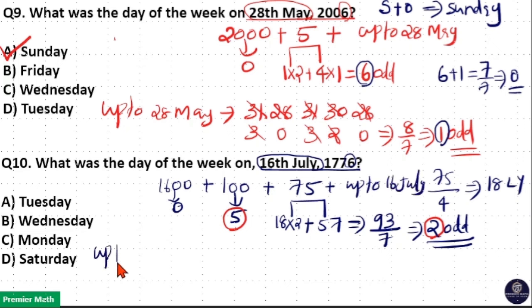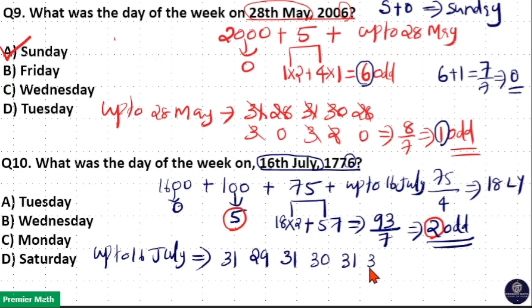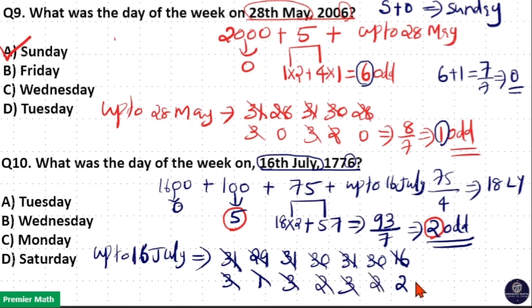So up to 16 July means in January, 31 days. February, this 1776 is divisible by 4, which means it is a leap year. Now, February, 29 days. March 31, April 30, May 31, June 30, July up to 16. Now, odd days in 31 is 3, odd days in 29, 1. In 31, 3 odd days, 30, 2 odd days, 31, 3 odd days, 30, 2 odd days, 16, 2 odd days. Total 3 plus 3 plus 1 cancel, 2 plus 3 plus 2 cancel, remaining 2 odd days.